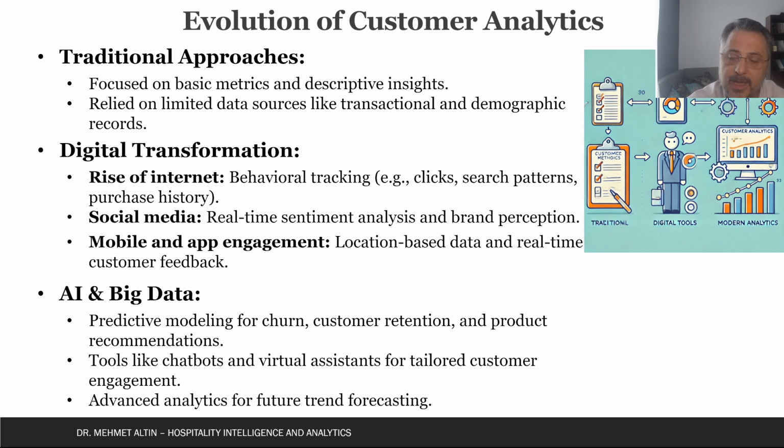Today, AI, artificial intelligence, and big data have revolutionized customer analytics. Predictive models can forecast which customers are at risk of leaving or what they are likely to purchase next. Other tools like chatbots and recommendation engines provide instant personalized responses to customers. Advanced analytic methods help businesses identify emerging trends and adapt their strategies to stay ahead. So, overall, customer analytics has evolved from simple descriptive methods to sophisticated AI-driven strategies.